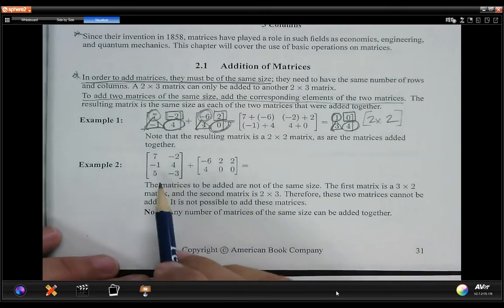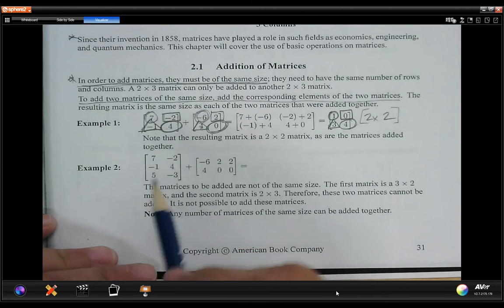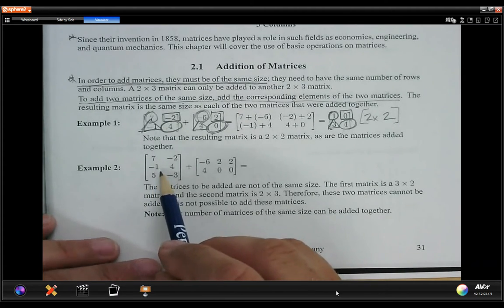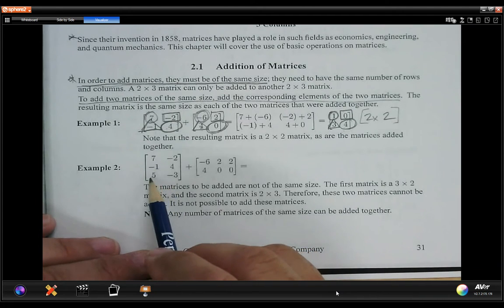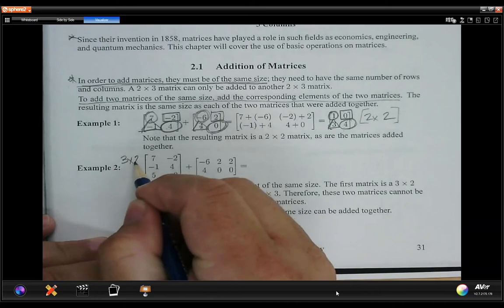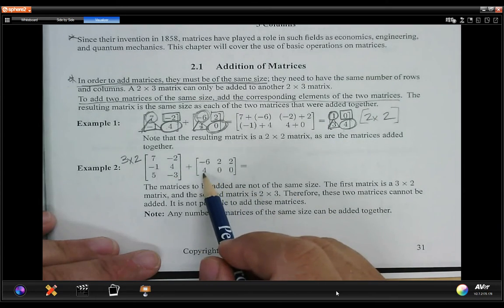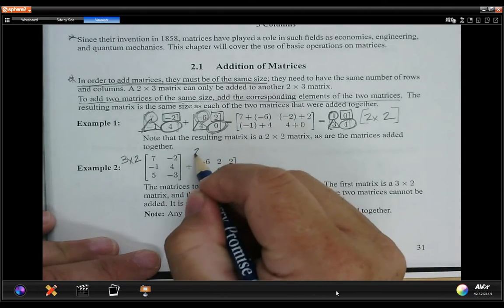Okay? Now let's look at this one. And this is what I would encourage you to do right off the bat. The first thing is try to define what you have. Well, here I have 1, 2, 3 rows, 2 columns. So it's a 3 by 2. Okay? Now notice this one. This is 2 rows and 3 columns. So it's a 2 by 3.